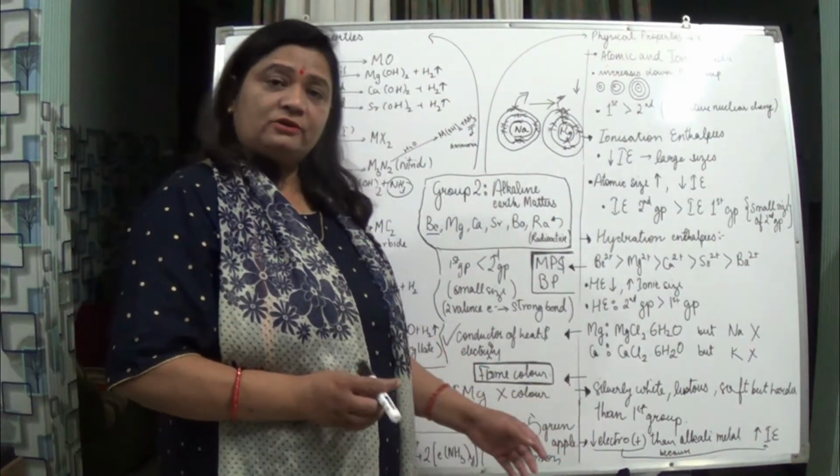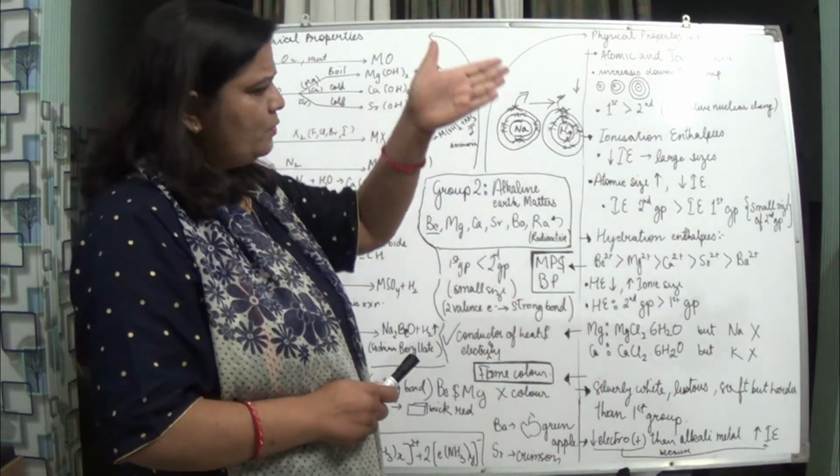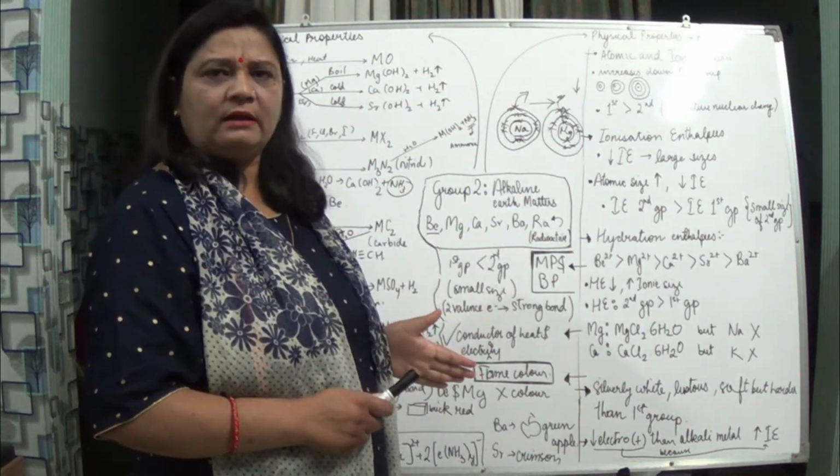Now talking about the electropositive character, as we go down the group, its electropositive character increases. Why?